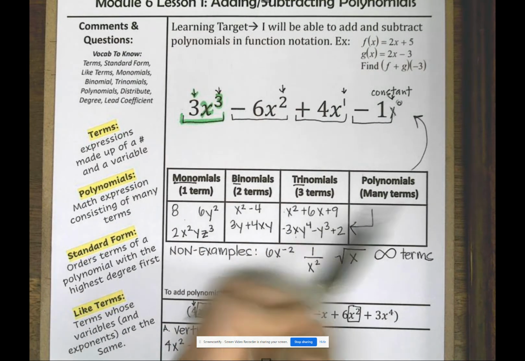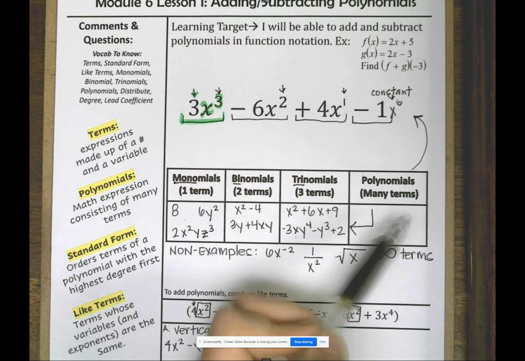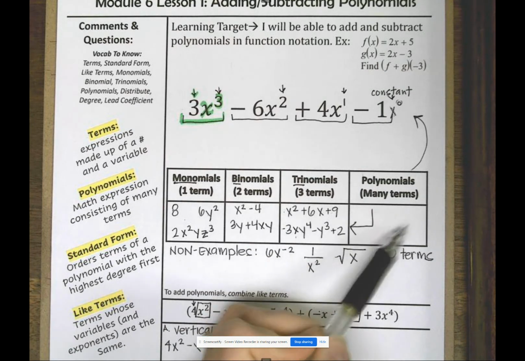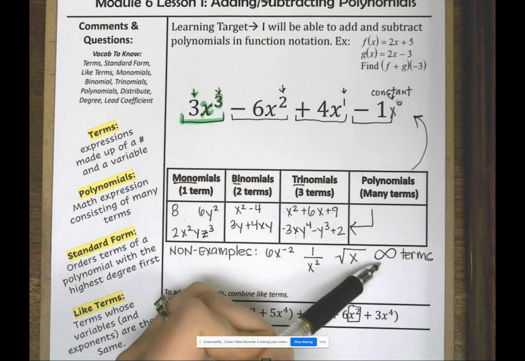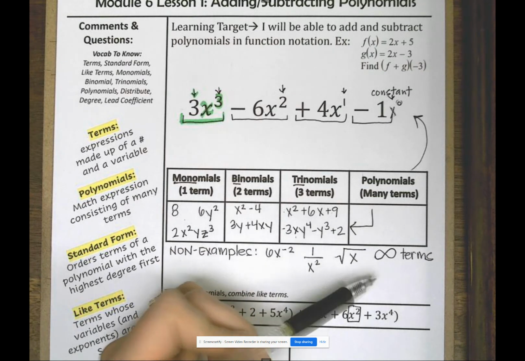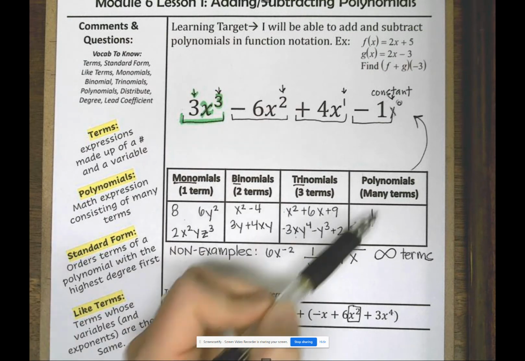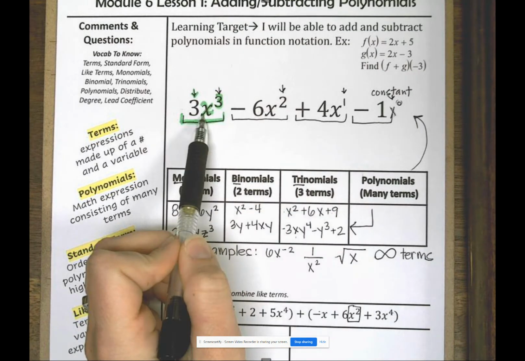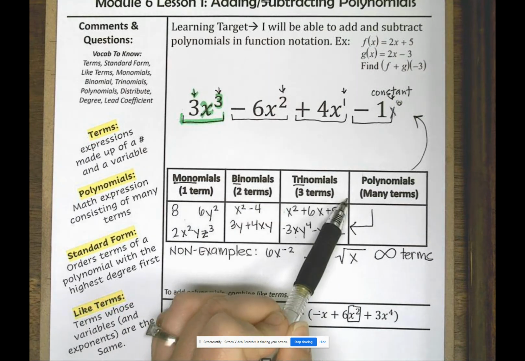And polynomials actually refers to all of these, including monomials. Polynomials, most of the time, are used to describe math expressions that have 2 or more terms, but really it means all of them. So I just put an arrow showing that, yes, it means all of these. These are just specific types of polynomials.